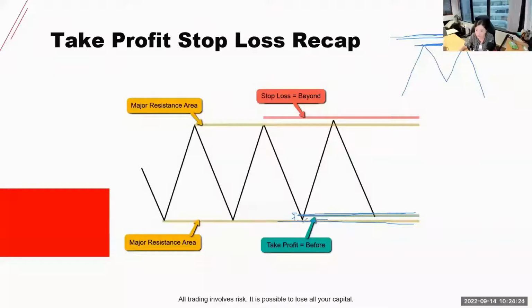So always take before for take profit, and then for stop loss, always put beyond because you need that extra buffer, in case price spikes up and comes back down. So you need that extra buffer for stop loss. So remember, avoid your major resistance area because this is where all the fights will happen. Avoid it.